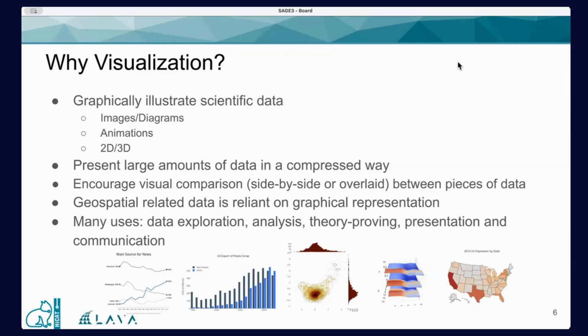It helps us show comparisons, so we can show things side by side, or juxtaposed over each other, which makes comparisons very easy. It helps us see a lot of data in a very small space on paper. And it has a lot of different modalities, like diagrams, animations, interactivity, things like that.